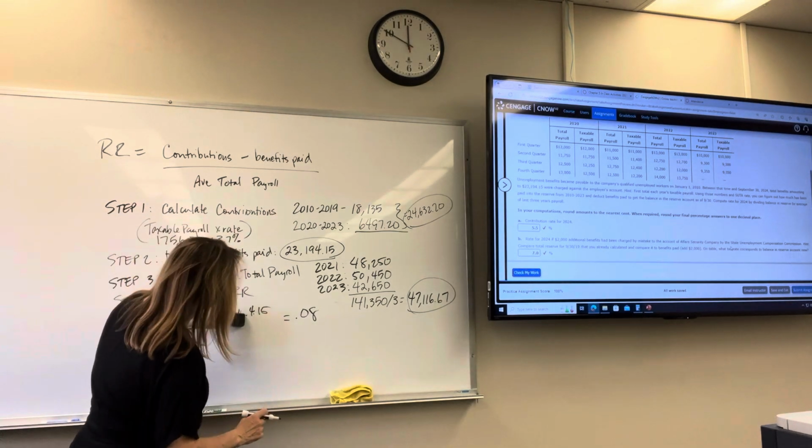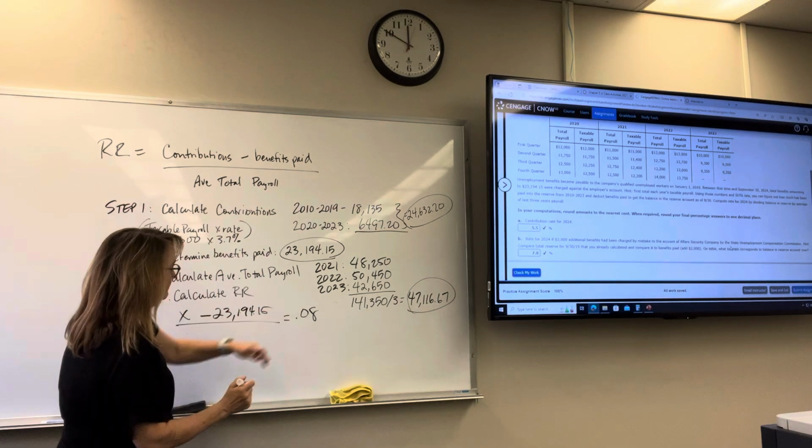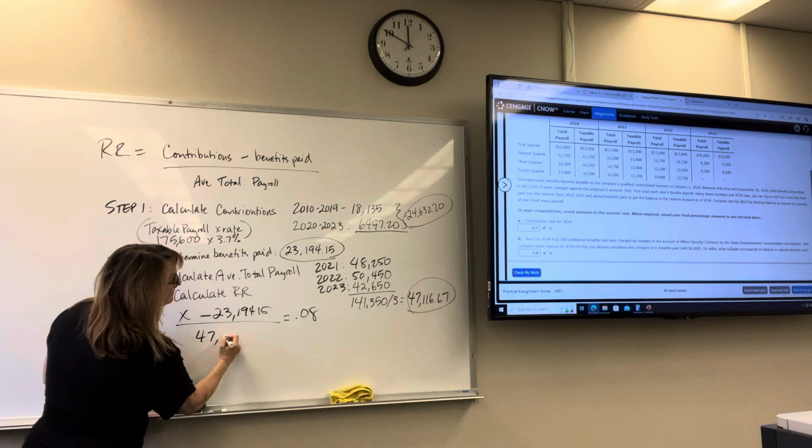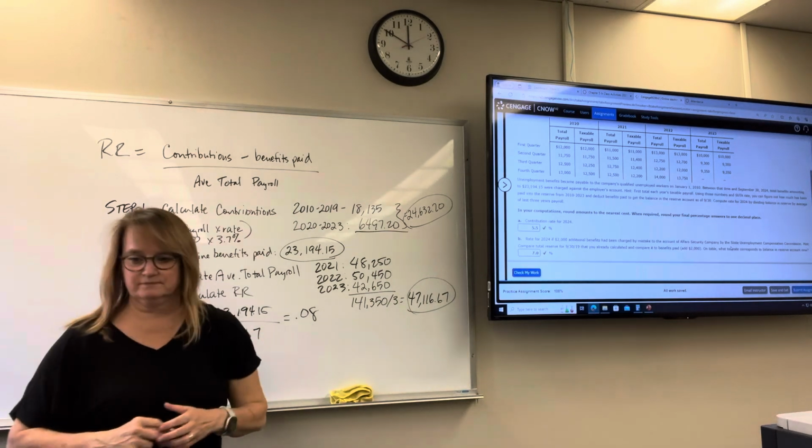Remember when you did all that math review at the beginning of the semester? That's why we do that. Divided by our average annual payroll, 47,116.67. Now we're just going to solve for X.